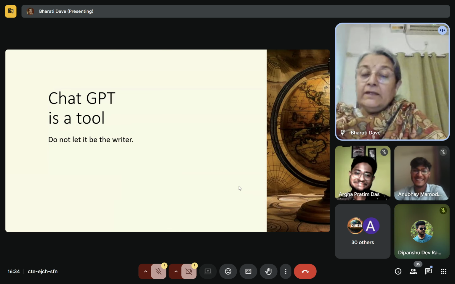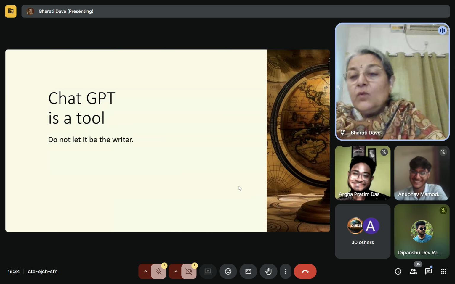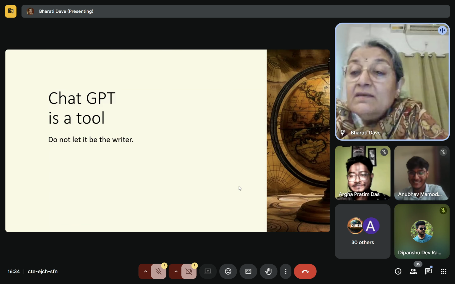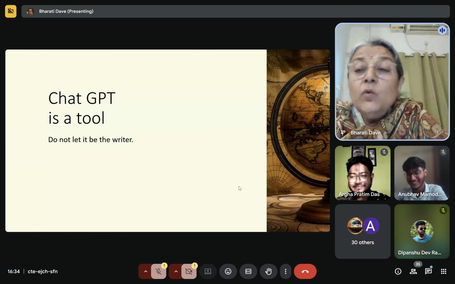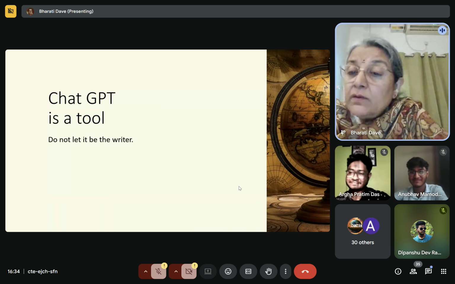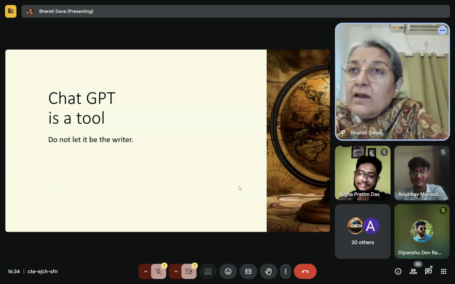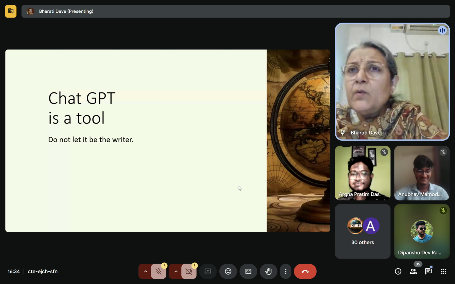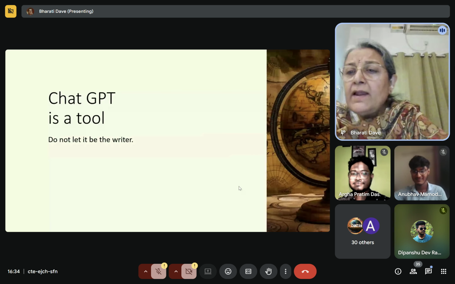ChatGPT. What a great tool it is, no? But remember, ChatGPT is a tool, and don't let ChatGPT become the writer. Nowadays what is happening is shortcuts. You go to ChatGPT, pay money, become a subscriber, then just say anything. ChatGPT, how does the Himalaya have an impact upon climate change or the climate of the subcontinent?